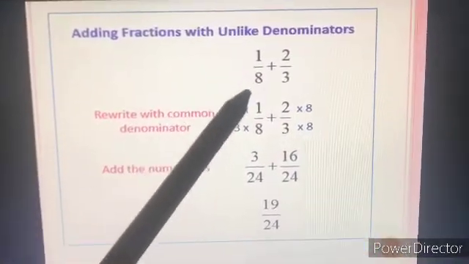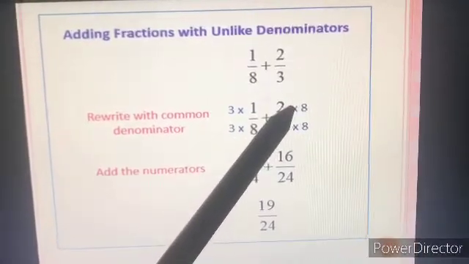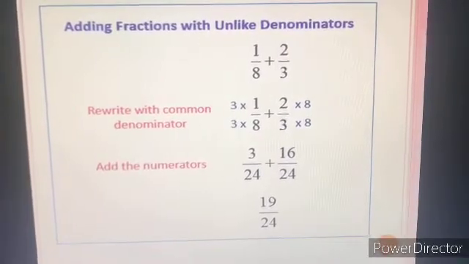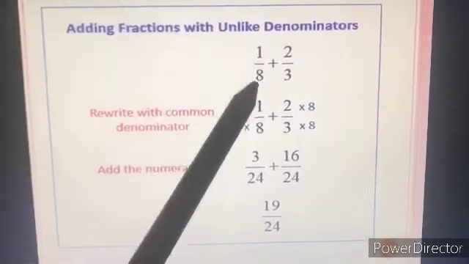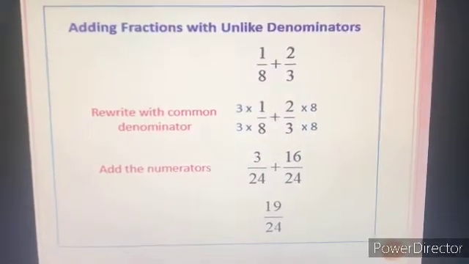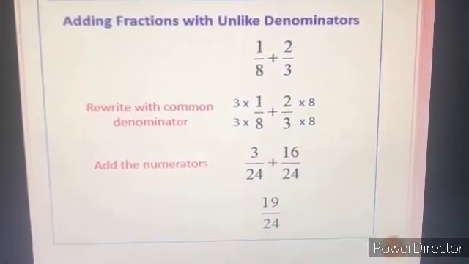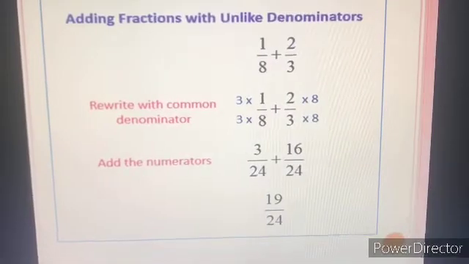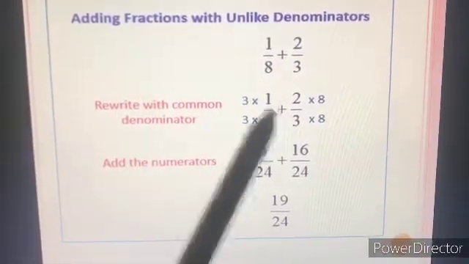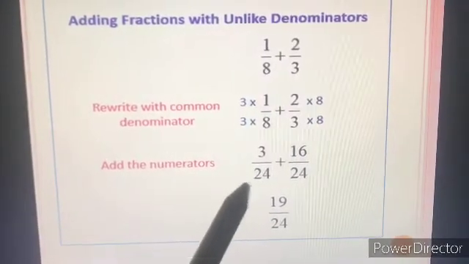1 by 8 and 2 by 3. What do they want us to do? They want us to add them. But as we know, the denominators 8 and 3 are different, so it's an unlike fraction. So to make an unlike fraction into a like fraction, we will change the denominators into the same one.